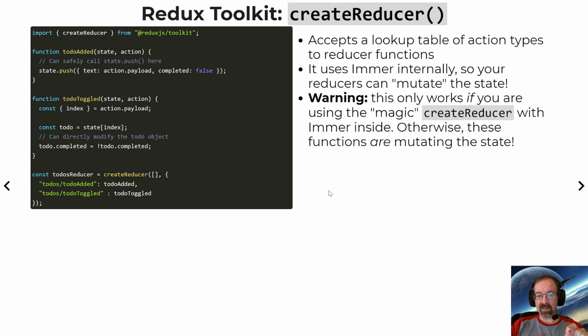But the really nifty thing is that it uses immer internally, so your reducer functions can mutate the state, and it actually works correctly and returns immutably updated results. Now, the important thing to remember is that this magic only works if you're using our createReducer function because it has immer inside. Otherwise, this really would end up mutating the state.